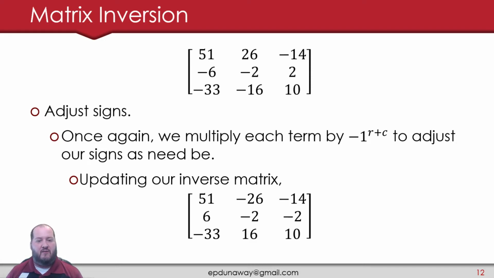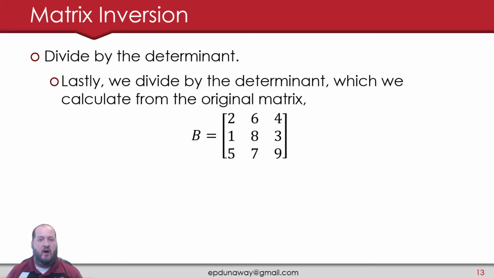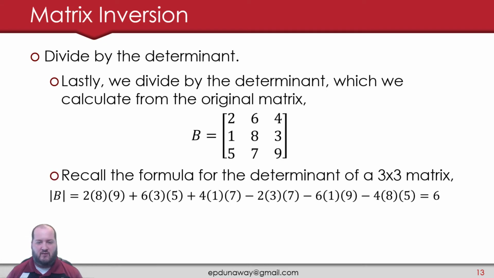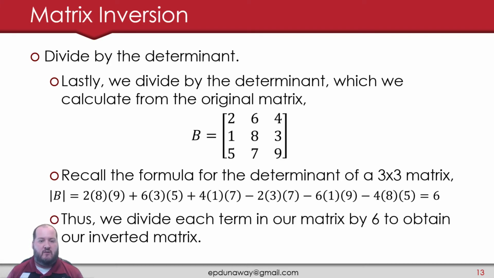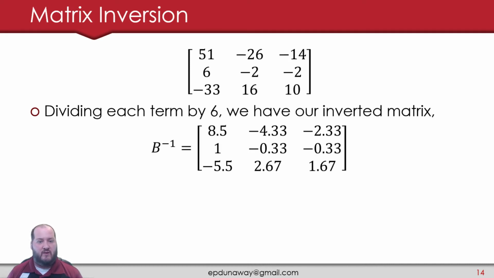And we're almost there. The last step we need is to divide by the determinant. And again, it's a 3 by 3 matrix. We can use the formula from last time to calculate the determinant, and we'll find that the determinant of this matrix is equal to 6. So all I need to do, because it's a scalar, is divide each term in my matrix by 6, and I'm going to have our inverted matrix. So taking these numbers, dividing by 6, we are done. We get our inverted matrix right here of 8.5, negative 4.33, negative 2.33, 1, negative 0.33, negative 0.33, negative 5.5, 2.67, and 1.67.